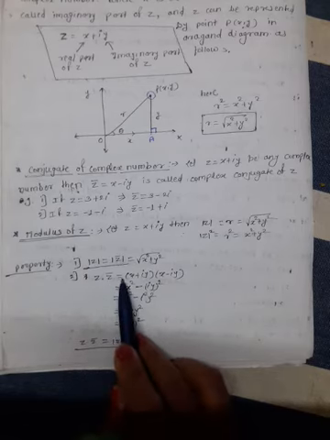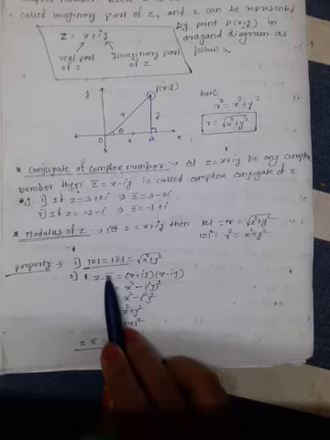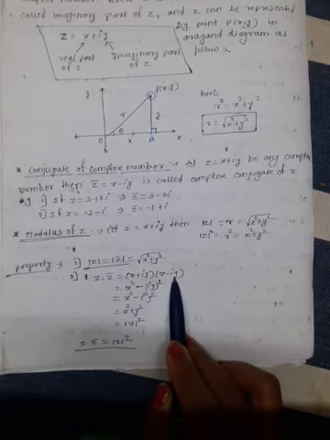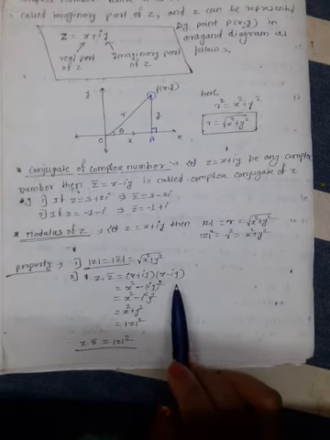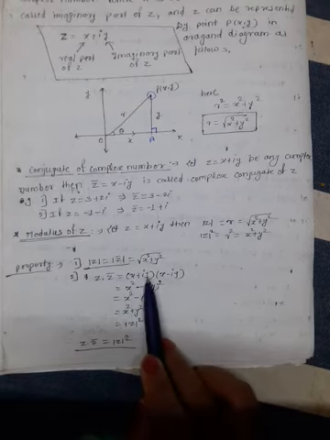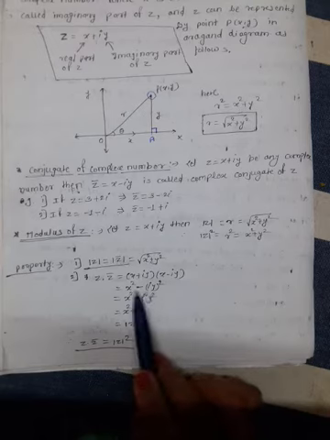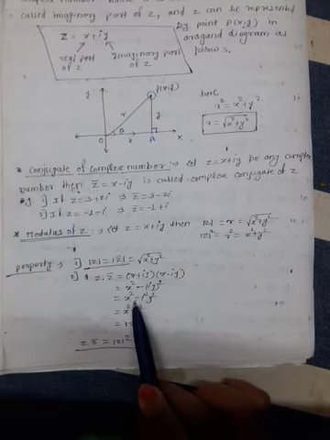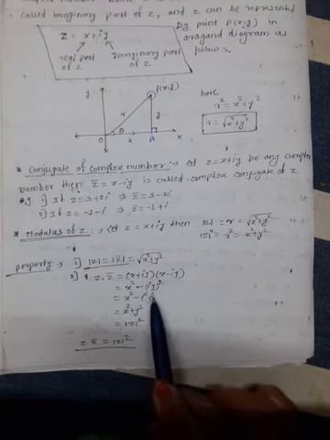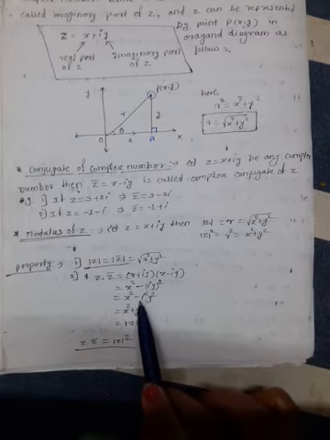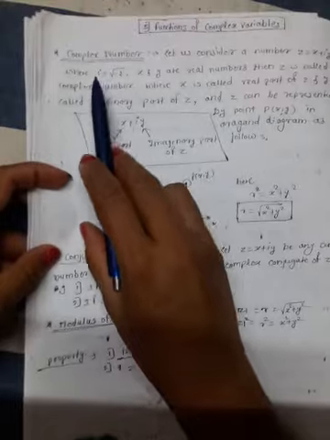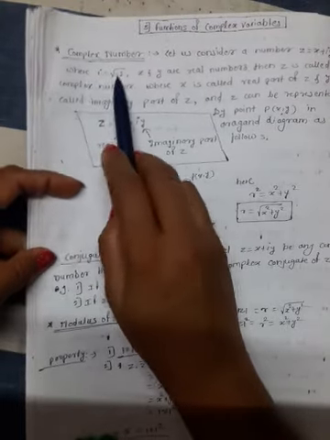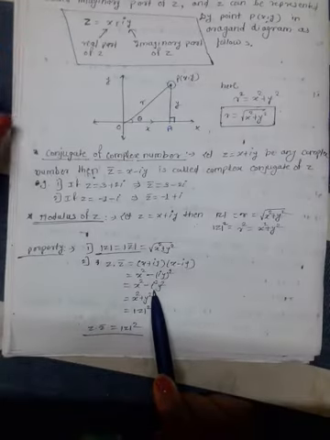z into z bar is equal to (x plus iy) into (x minus iy), where z bar means x minus iy, the complex conjugate. Multiplying these two brackets, we use the formula a plus b into a minus b is a square minus b square. Now x square minus i square y square. We know i square is a basic complex number whose value is minus 1. That's why I put the value here: i square is equal to minus 1.